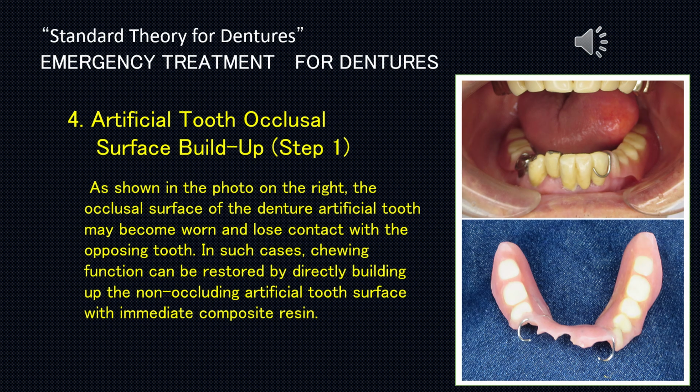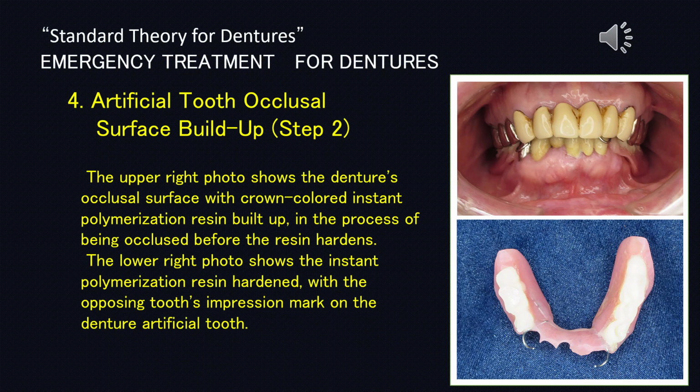4. Artificial tooth occlusal surface buildup. Step 1. As shown in the photo on the right, the occlusal surface of the denture artificial tooth may become worn and lose contact with the opposing tooth. In such cases, chewing function can be restored by directly building up the non-occluding artificial tooth surface with immediate composite resin.